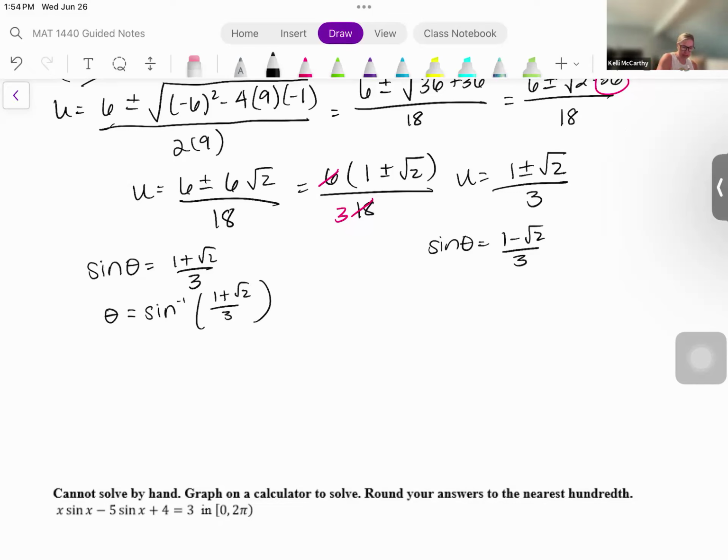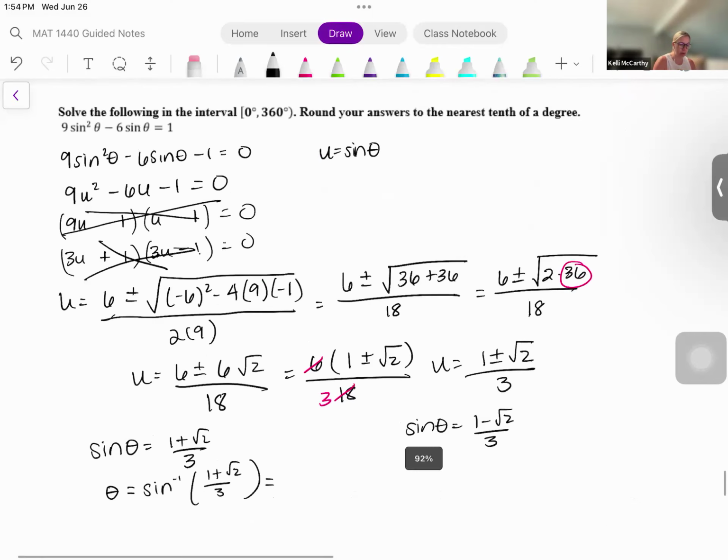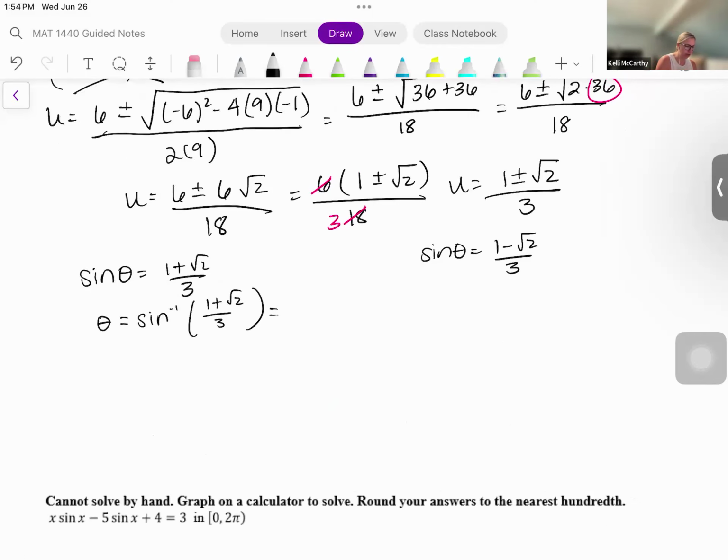Which, if we type this into our calculator, again, checking that we're in degrees, we want to make sure that we've got the right mode set up. So check that on your calculator. We get 53.6 degrees. Inverse sine, if you recall, is only going to give us an output in quadrant 4 or quadrant 1. But sine is an odd function. So we're going to see some repetition of this value of theta and this corresponding sine value of 1 plus square root of 2 over 3.